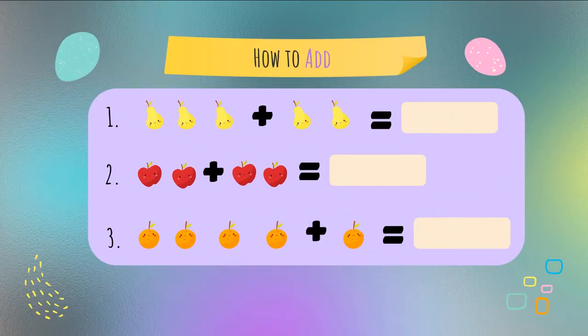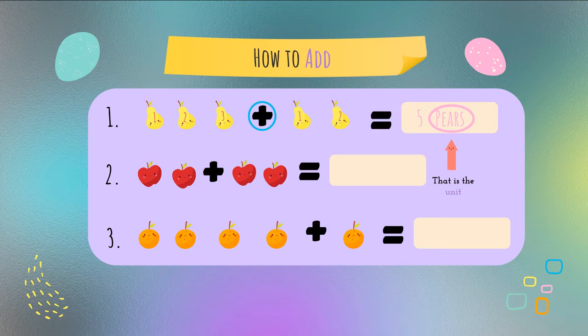How to add. In our first example here, we have a group of pairs plus another group of pairs. Let's count. There are 1, 2, 3 pairs plus 1, 2 pairs, which equals, you guessed it, 5 pairs. Make sure you do not forget the unit.